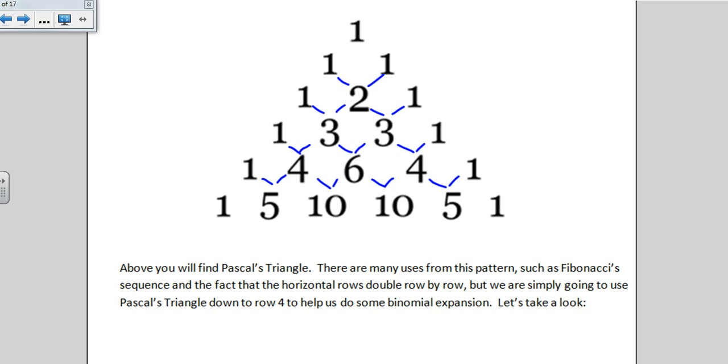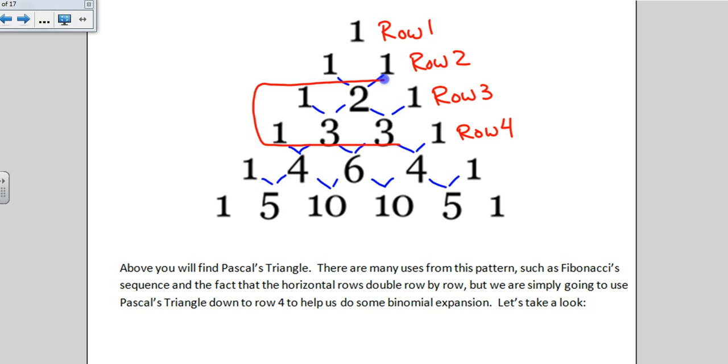You don't have to know all of the applications for it, but today we're going to use it for binomial expansion. So this is called row 1, this is row 2, this is row 3, and this is row 4. Today we're going to concentrate on the use of rows 3 and 4. Row 3 is going to be the quadratic expansion, and row 4 is going to be the cubic expansion. You might want to make those notes to yourself because they're going to come in handy in just a minute.